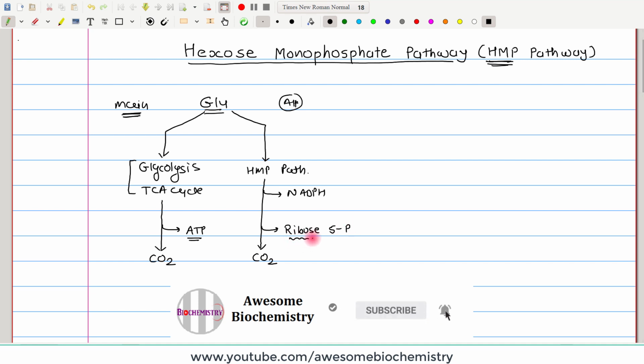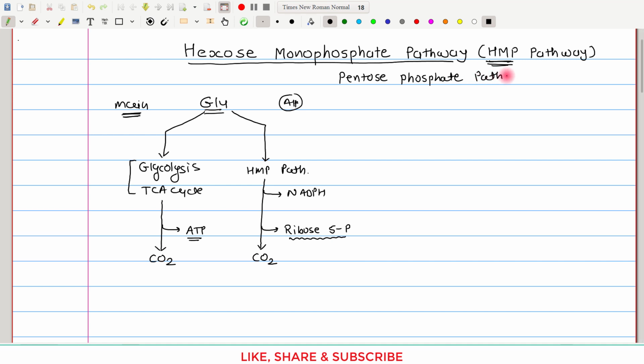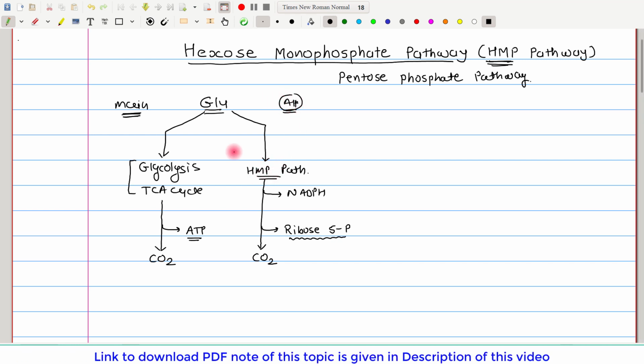Now, as ribose 5-phosphate is a very important molecule, to give recognition to this molecule, this pathway is also called the pentose phosphate pathway. And if you notice, this is the alternative oxidation pathway for glucose. So what happens? This HMP pathway takes glucose away from the main oxidation pathway. So sometimes instead of pathway, it is also called a shunt. So instead of Hexose monophosphate pathway, we can say Hexose monophosphate shunt.